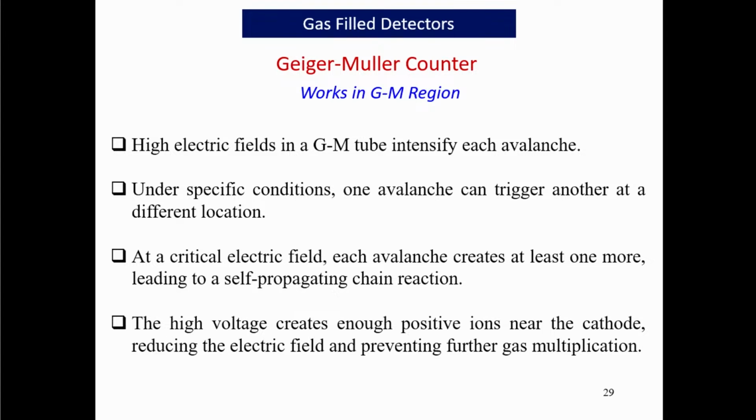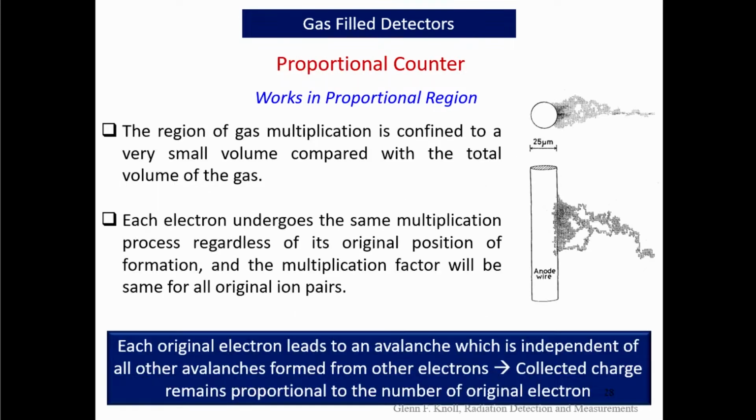So, at a critical electric field each avalanche creates at least one or more, leading to a self propagating chain reaction, and this high voltage creates enough positive ions near the cathode, as I just mentioned, which reduces the electric field and prevents further gas multiplication.